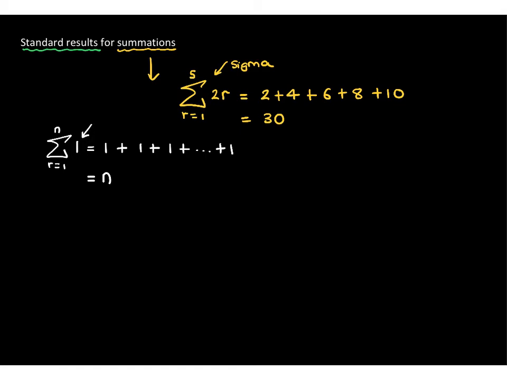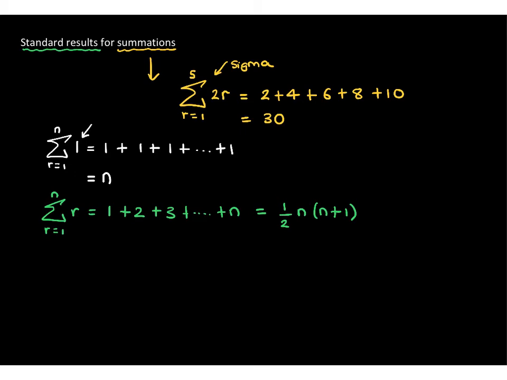And that's the first of the standard results for summations. Very, very simple one. The next standard result of a summation is if you add together the terms of this sequence. So this would mean you're adding together 1, 2, 3, all the way up to n. Now, what is this equal to? This is equal to a half n plus 1. And we're going to prove that in a minute.